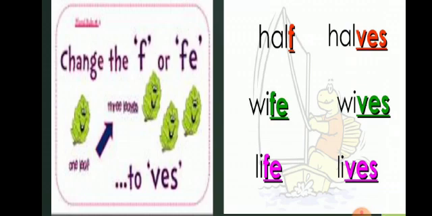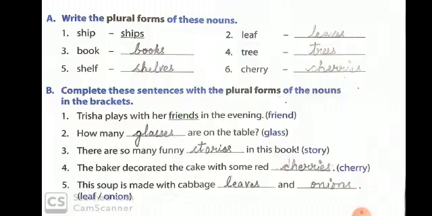Now the next rule is when the noun ends in f or fe, we change f or fe to ves to make its plural. You can see examples here. Half, halves. Wife, wives. Life, lives. Here these nouns end in f or fe, so we have added ves here to make its plural.